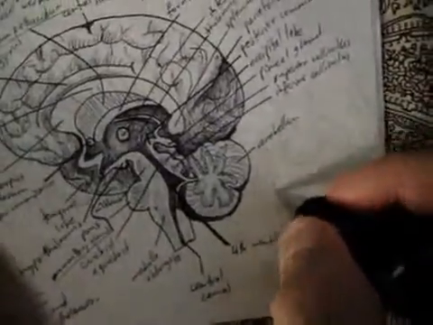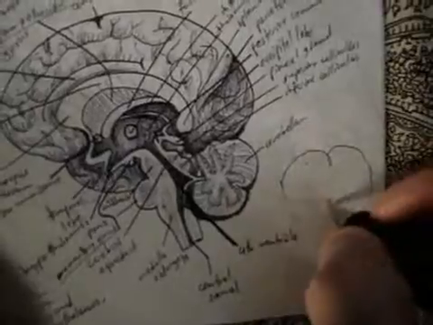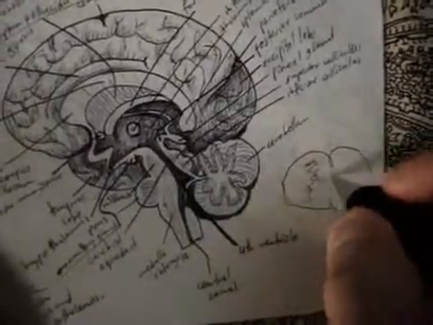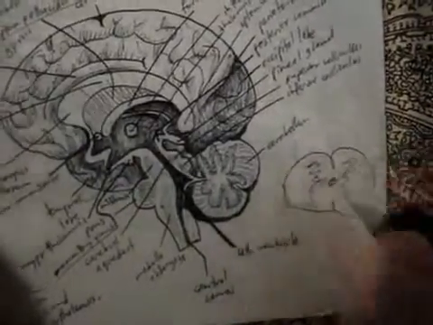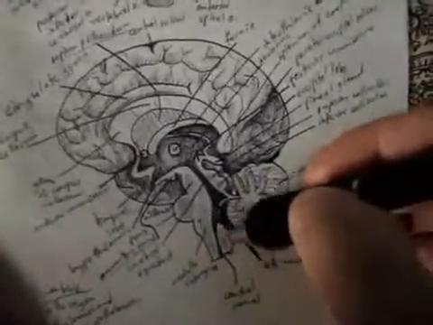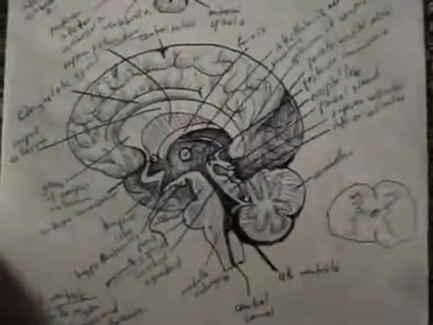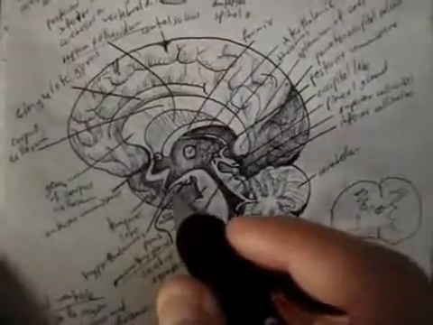Remember how the spinal cord was shaped like this, and you had an H, and then there was an opening here. That was the central canal. That was this. Okay, and one more structure here, right behind the infundibulum.